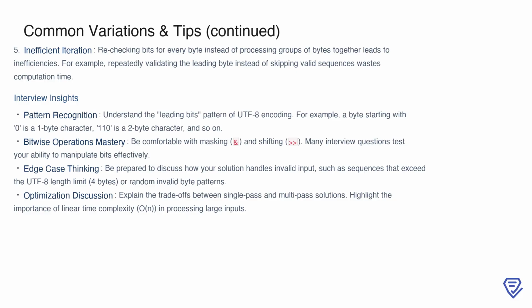When it comes to interviews, there are a few key insights to keep in mind. First, pattern recognition of the leading bits in UTF-8 encoding is essential. For example, recognizing that a byte starting with 0 represents a 1-byte character, while 110 indicates a 2-byte character, is fundamental. Mastery of bitwise operations, such as masking with AND and shifting, is also crucial, as many interview problems test your ability to manipulate bits accurately.